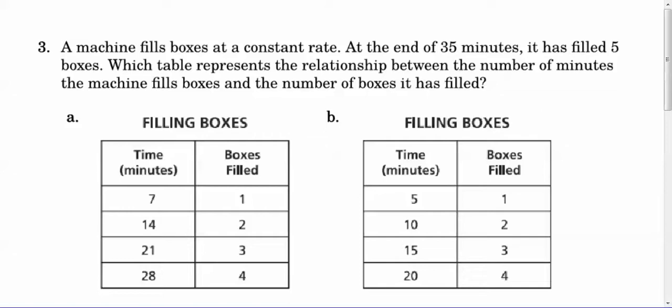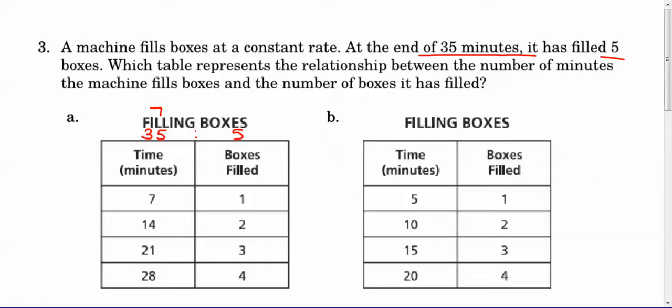They're demonstrating a ratio of time to boxes. So if we look back here in the question, it said the time, for example, is 35 minutes, and that's going to give you 5 boxes. So we're looking for one that would have a ratio of 35 to 5, right? And if you simplify that ratio of 35 to 5, you'll notice they're both divisible by 5.